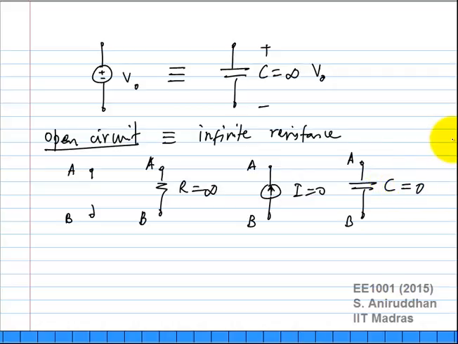Fundamentally, this infinite resistance is actually a derived quantity. What you are saying is the current between those two nodes is 0. Is that clear? This is the original definition, just like where we said the voltage difference between two short-circuited nodes is 0. The current flowing between two open-circuited nodes is 0. Any questions?